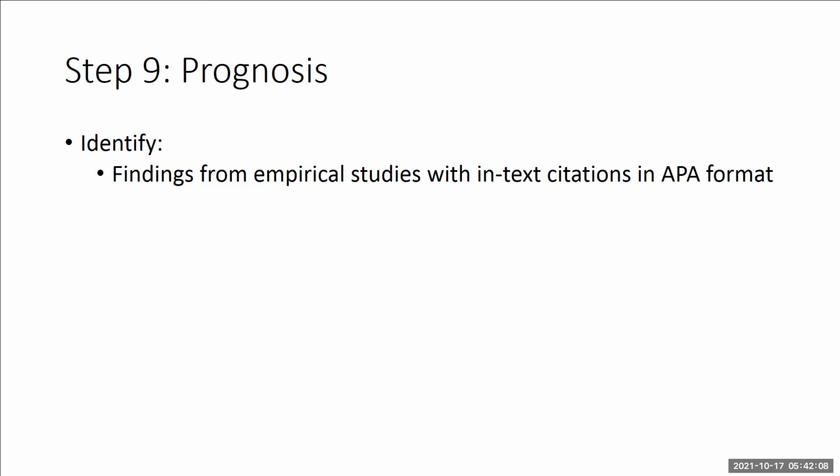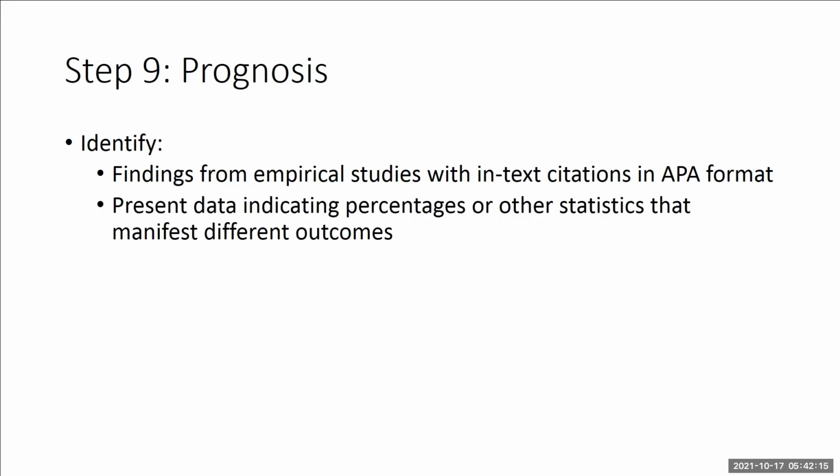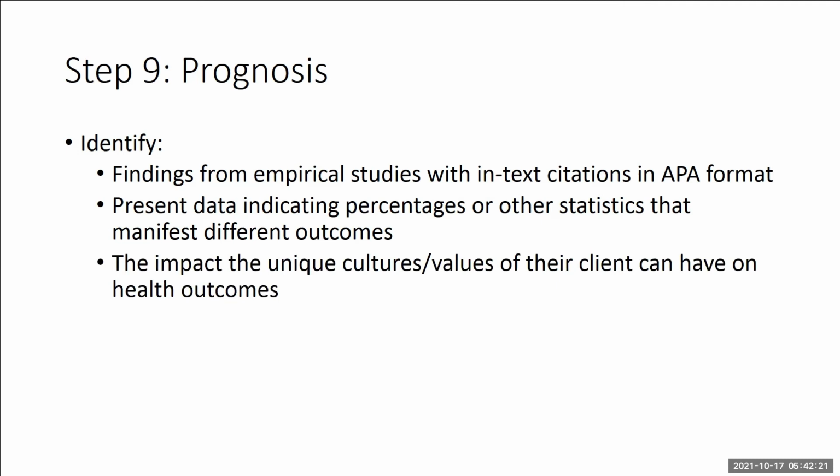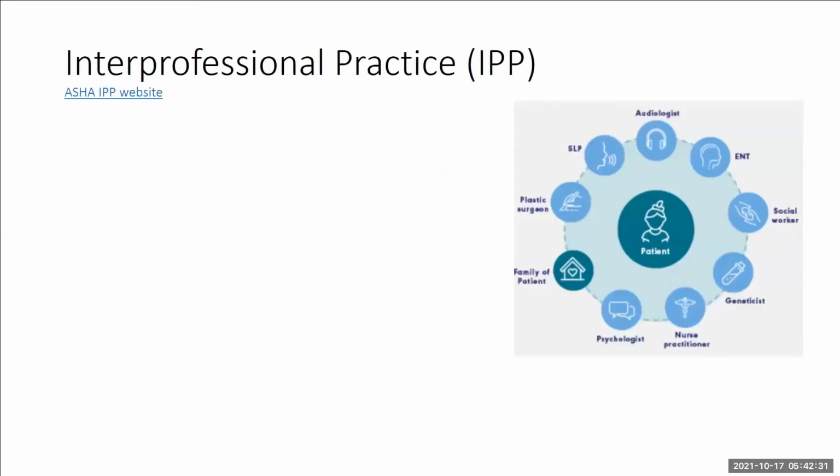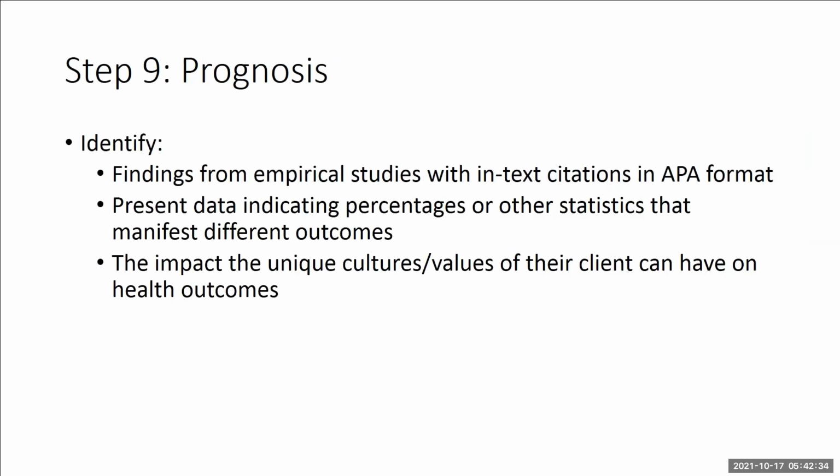It would be important to also include findings from empirical studies with in-text citations given in APA format. Present the data indicating percentages or other statistics that manifest different outcomes. Also address the impact of unique cultures or values on the client that can have any health or outcome. We know in children with language and learning disabilities, this is often a lifelong problem. As adults, the students may continue to show deficits in their ability to function socially, to hold a job, to graduate from high school, etc.